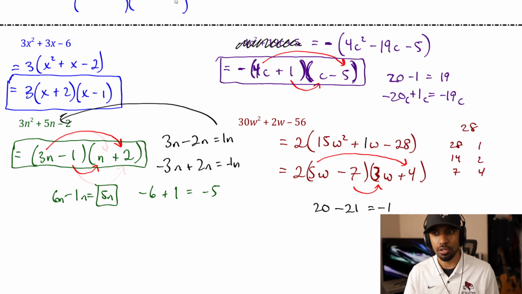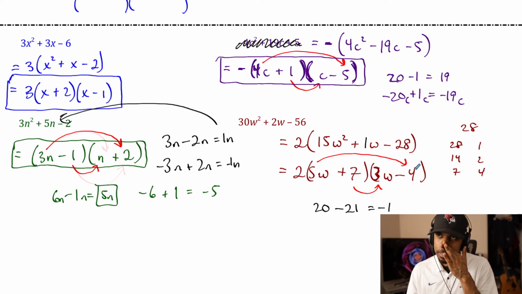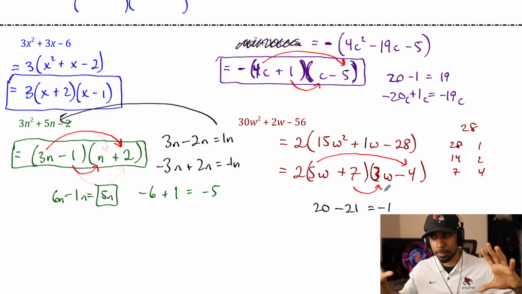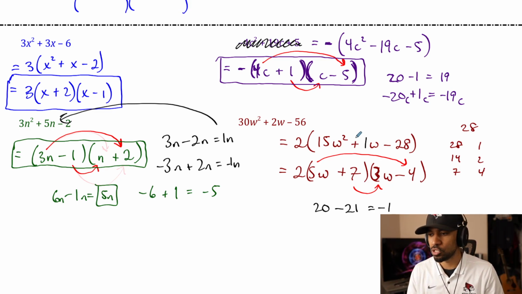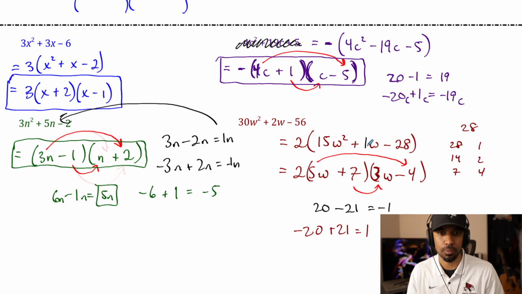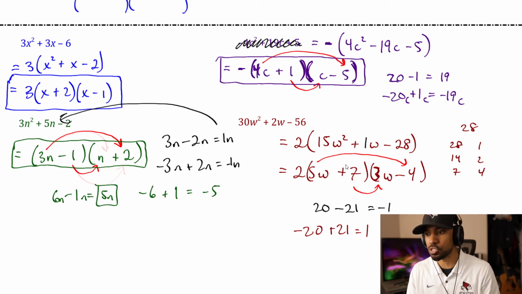What did I say we have to alter at this point? All we have to alter is this should be a +7, this should be a -4, and then we're actually done with that one. Like I said, you can land on luck. 5 times -4 is -20, 7 times 3 is positive 21. That gives you that positive 1w that we're looking for. This one ends up being the answer here.